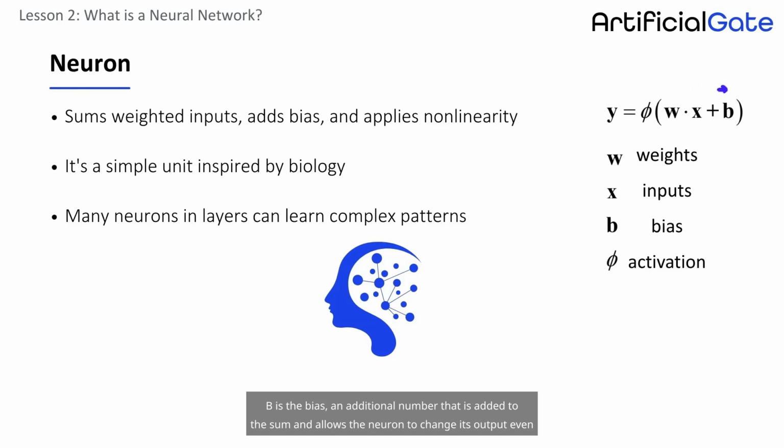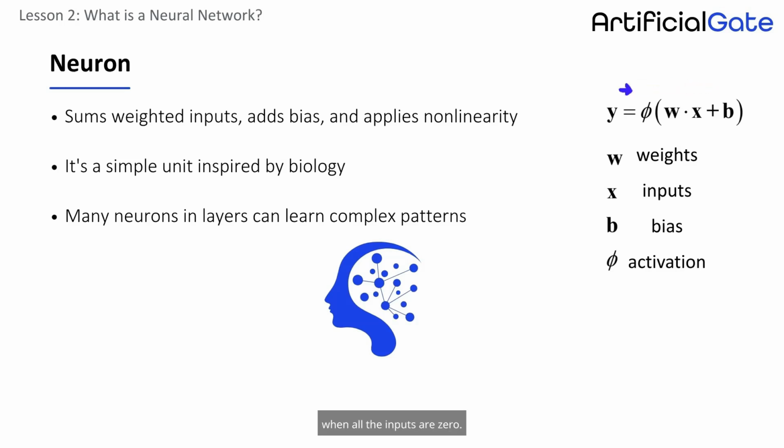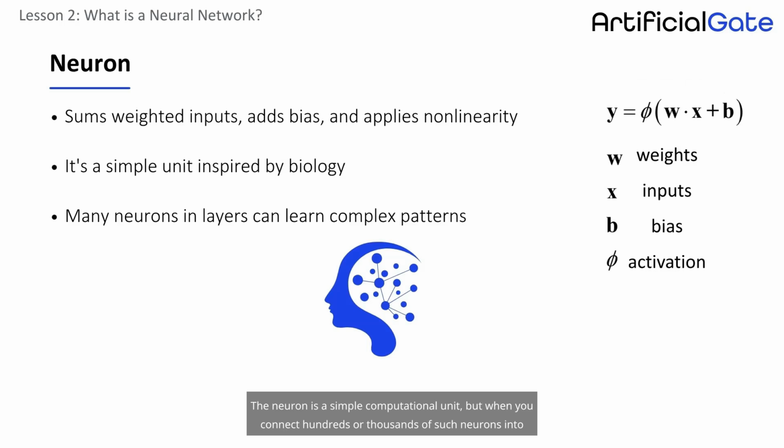B is the bias, an additional number that is added to the sum and allows the neuron to change its output even when all the inputs are 0. Phi is the activation function. We'll get to it in a moment. The neuron is a simple computational unit, but when you connect hundreds or thousands of such neurons into layers, the result is a system that can learn especially complex patterns.